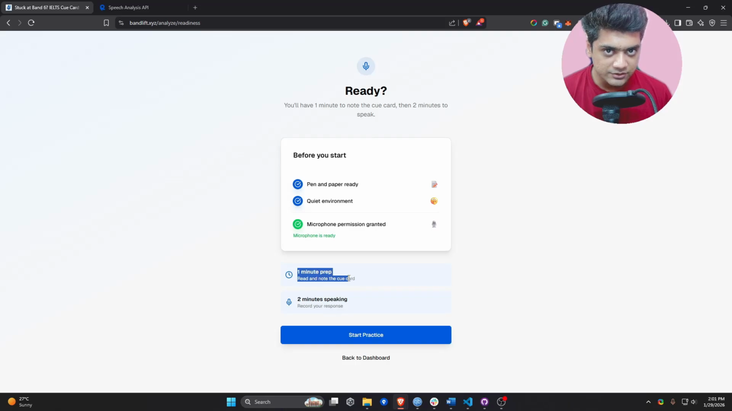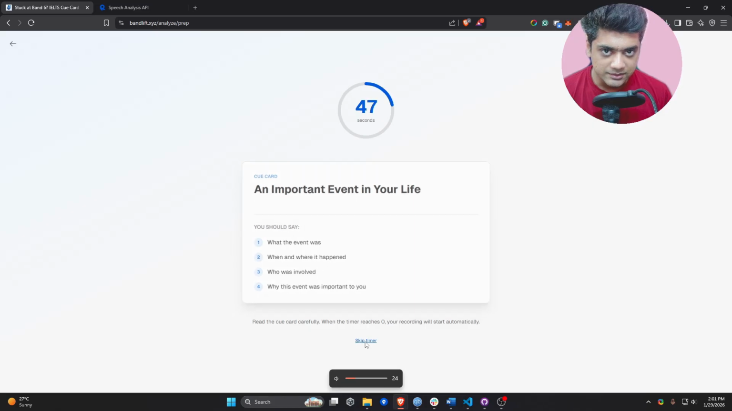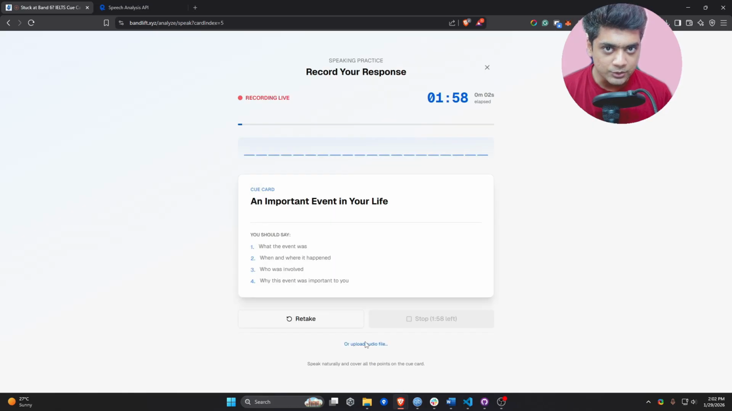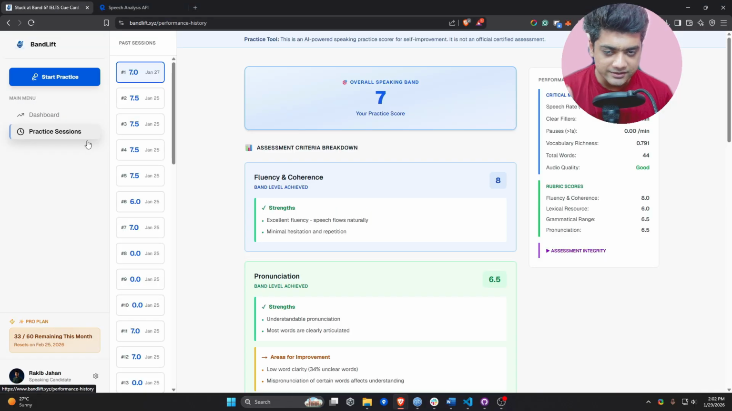1 minute preparation with the cue cards and then a 2 minute speaking period. I'll skip through, and this is where you actually record your response. This is the result page. You see that you have this overall speaking band with your practice score. You have a lot of critical metrics, and then you have your rubric scores.